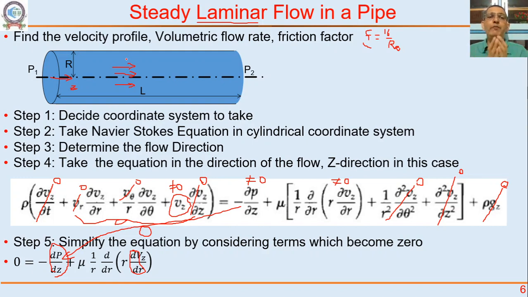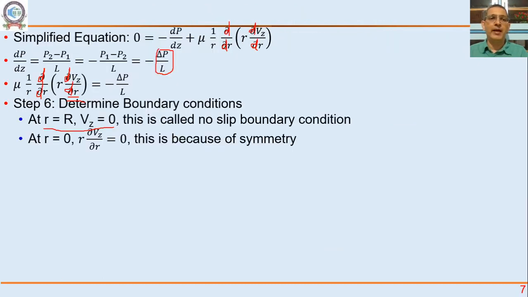Meaning r equal to capital R describes the wall of this pipe. At the wall of the pipe, we are going to say no slip condition, means the fluid has the same velocity as the pipe. Pipe is stationary, so fluid is stationary just at the wall of the pipe. So at r equal to R, Vz is 0. This is called the no slip boundary condition. There is no relative velocity between the pipe wall and the fluid in the immediate vicinity of the pipe.